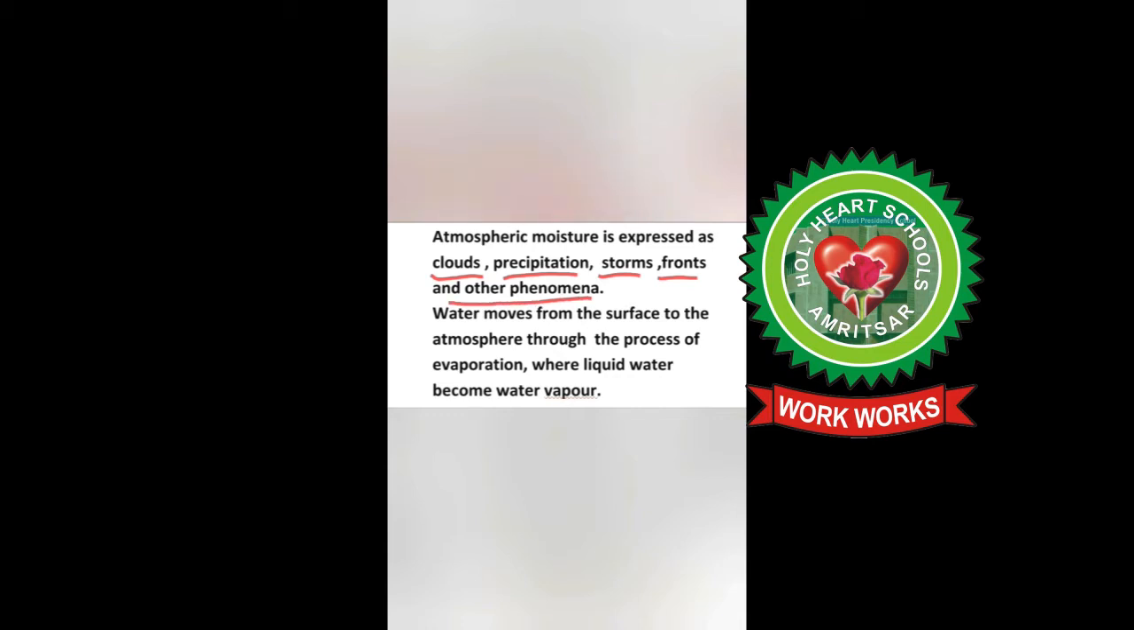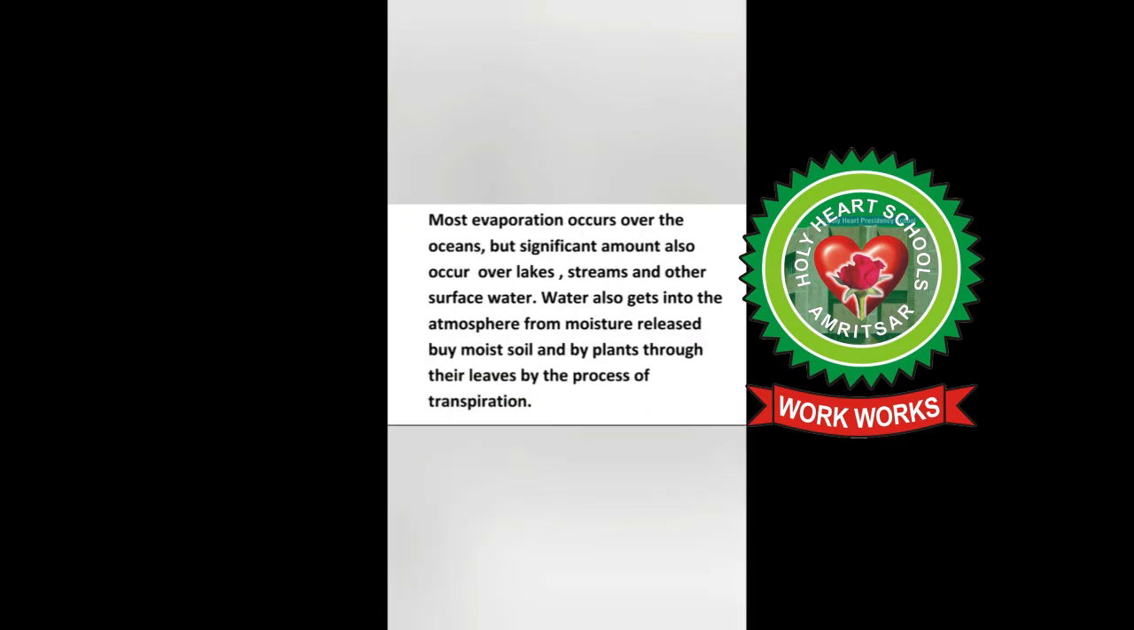Water moves from the surface of the earth to the atmosphere through the process of evaporation, where liquid water becomes water vapor. Most evaporation occurs over the oceans, but a significant amount of evaporation occurs over lakes, streams, and other surface water. Water also gets into the atmosphere from moisture released by moist soil and by the plants through their leaves by the process of transpiration.